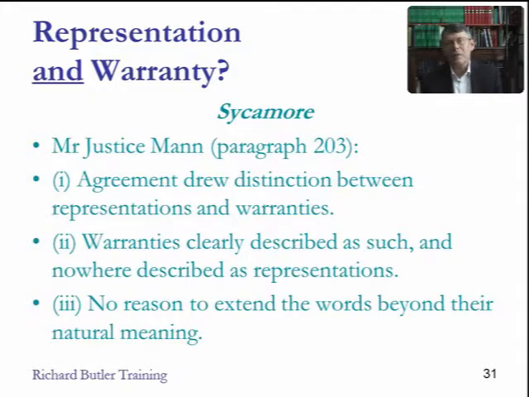Well, Mr. Justice Mann gave his reasons for saying that warranties of existing fact could not, without more, amount to representations in paragraph 203. 1. There is a clear distinction in law between representations and warranties, and that would be understood by the draftsman of the SPA. Representations are referred to in clause 16.3, and warranties, with a capital W, are referred to elsewhere. 2. The warranties in this case are clearly and at all times described as such, and are nowhere described as representations. 3. The words of the warranting provision, clause 5, are words of warranty, not representation. There's no reason to extend the words beyond their natural meaning.